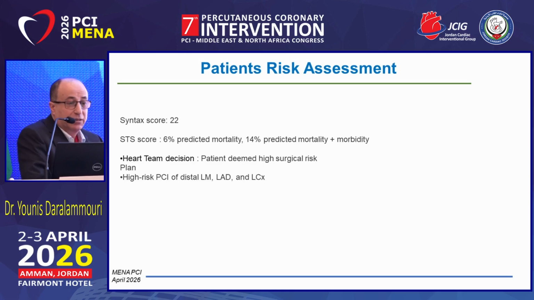This case was discussed with the heart team. However, due to severely reduced ejection fraction and underlying liver cirrhosis, surgical risk was considered high, and therefore the patient was referred for high-risk PCI. Now, how should we approach this patient? What do you think?